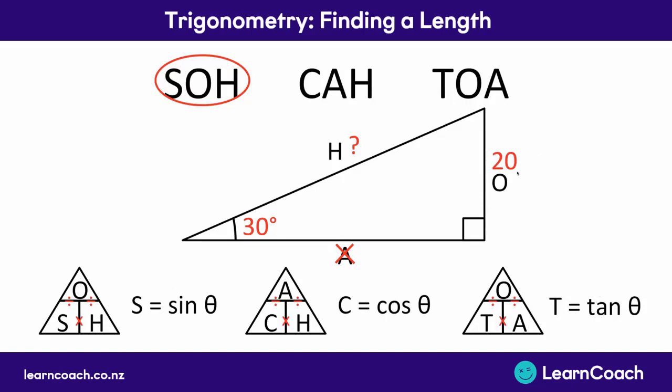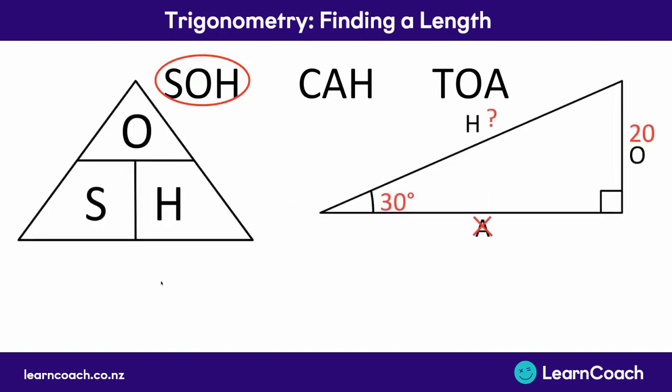Now that we have all of this information, we understand these formulas, and we know what S, C, and T mean, let's refer back to this question at hand. We were told that O is 20, we want to find H, and the angle is 30 degrees. We've already picked that we're going to use SOH, so let's look at the SOH triangle close up. In the SOH triangle, I hope you remember what S stands for. It stands for sine angle.